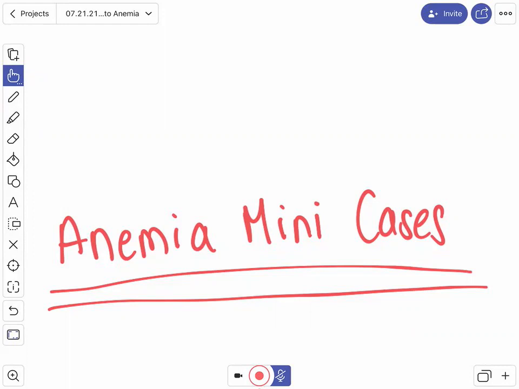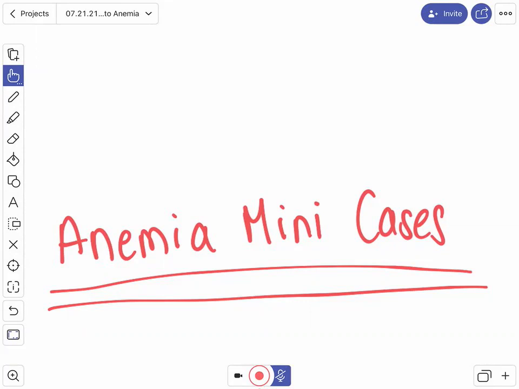What are some numbers that you all have heard of to define anemia? MCV. Okay, you can use an MCV. What else can we use? Hemoglobin, great. And a value less than what is considered anemic? Yeah, so less than 12 for females, less than 13 for males.